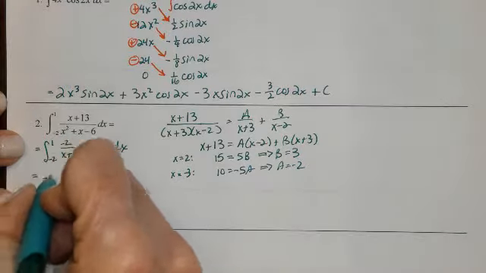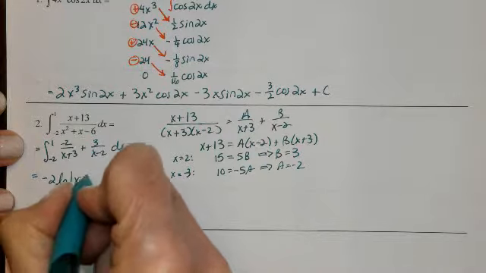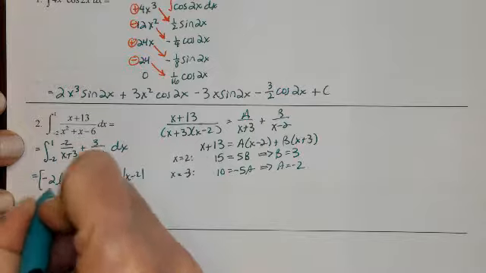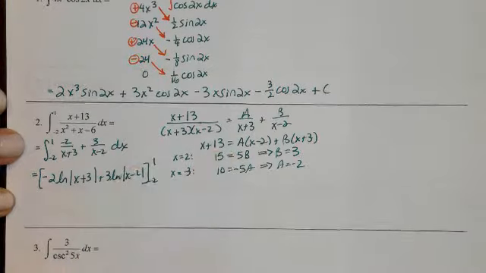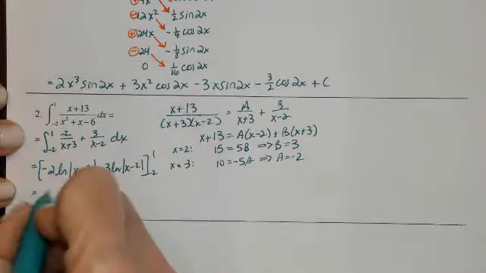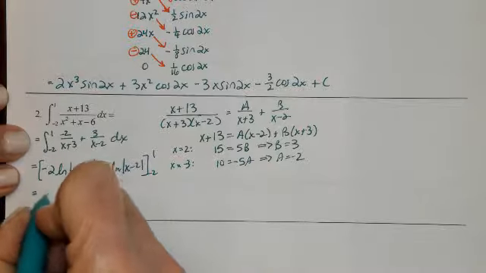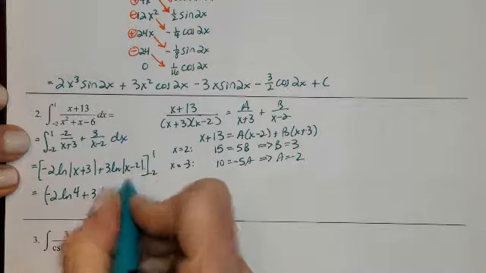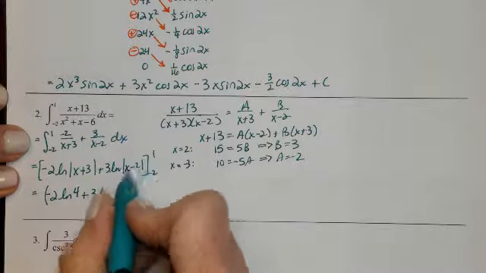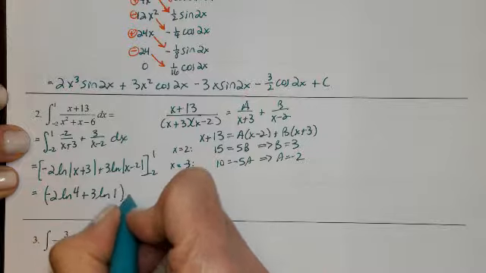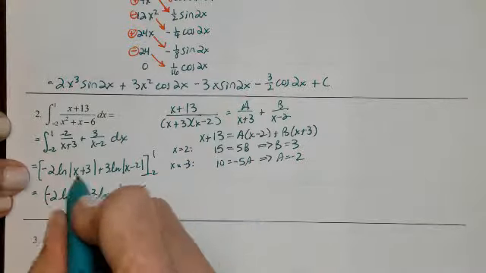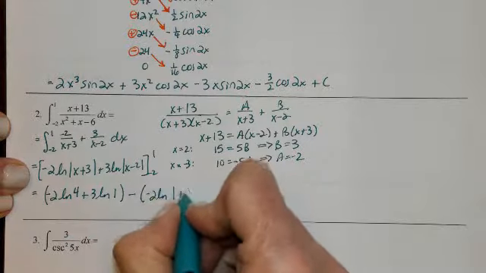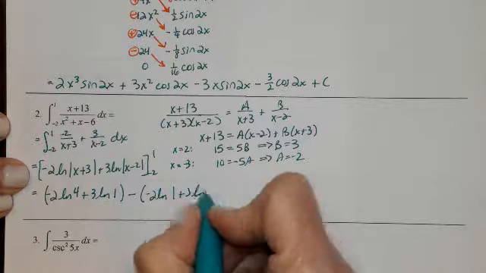Two little natural logs, -2 natural log x plus 3 plus 3 natural log x minus 2, and we're evaluating that from -2 to 1. So we'll have, when we put 1 in for x, -2 natural log of 4 plus 3 natural log of the absolute value of -1, which is just 1, right? Minus, okay, put -2 in for x, we'll have -2 natural log of 1 plus 3 natural log of 4.